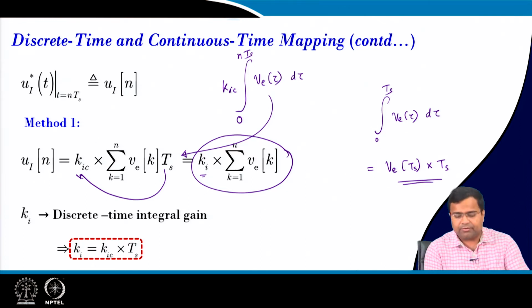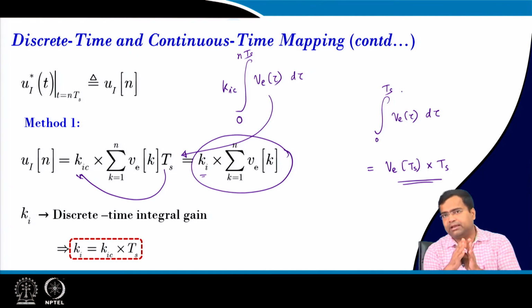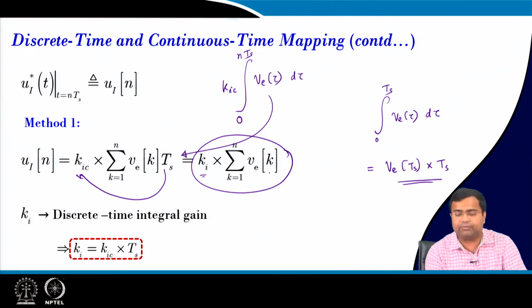So, for the sum from 0 to n Ts, it will go up to k, because it will take the first sample at the end of the 0 to Ts, it will take the end value, then from (n minus 1) Ts to n Ts, it will take the nth value. So, that is why this can be approximated.